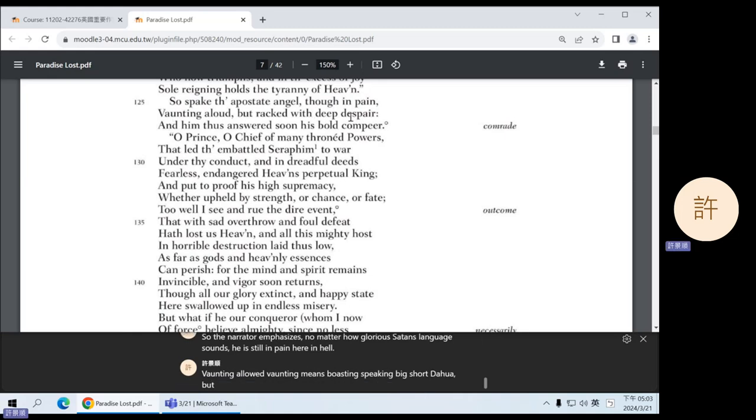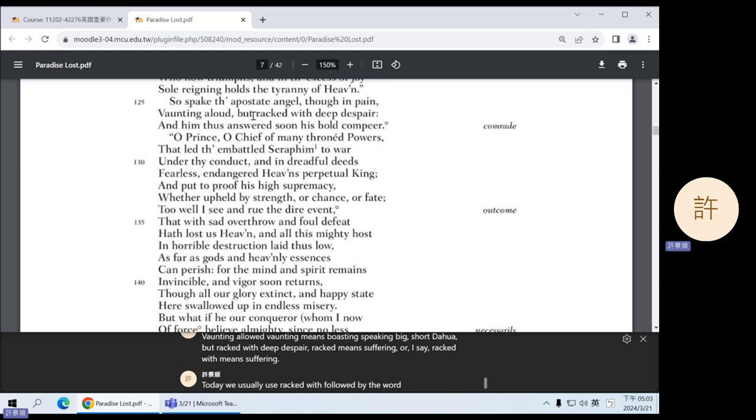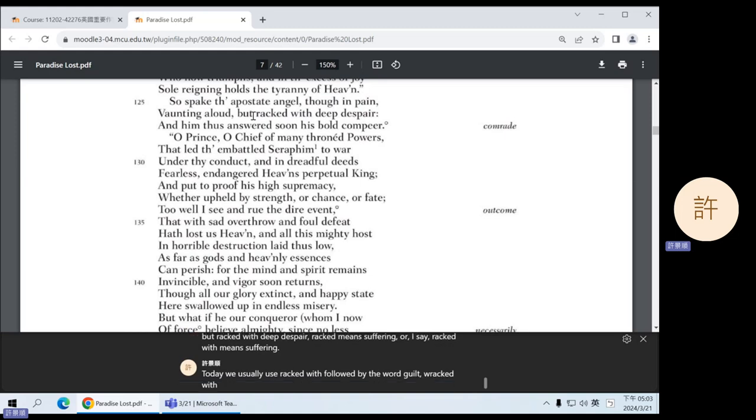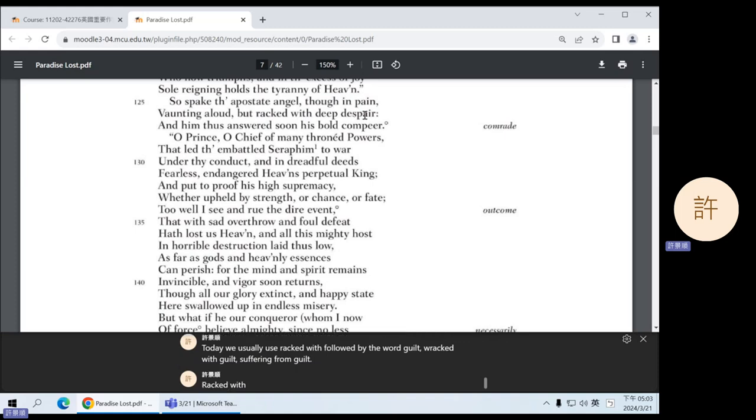But racked with deep despair. Racked means suffering. Today we usually use racked with followed by the word guilt. Racked with guilt, suffering from guilt. Racked with deep despair. And again, in religious terms, despair means having given up on the possibility of being forgiven by God.